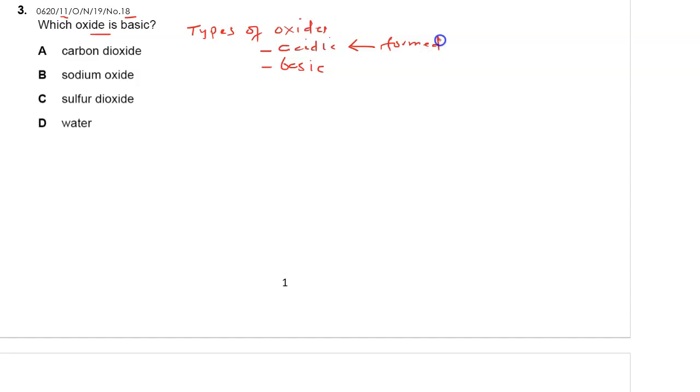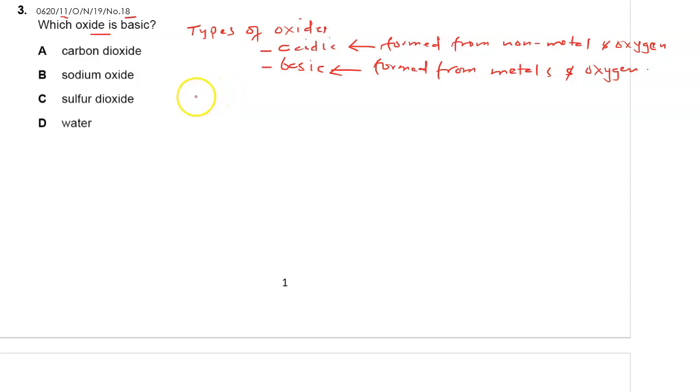Now, acidic oxides are formed from nonmetals and oxygen. Basic oxides are formed from metals and oxygen. Okay, so with that in mind, you can see for carbon, it is a nonmetal, therefore this is an acidic oxide. Sodium is a metal, and therefore this is a basic oxide.